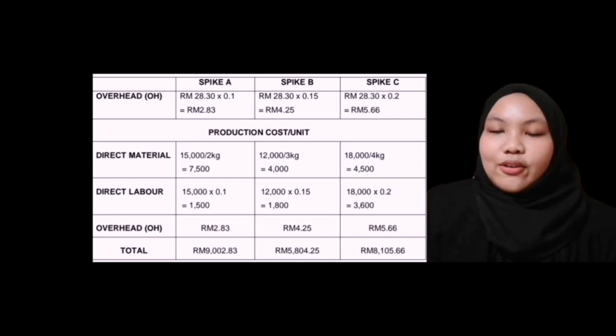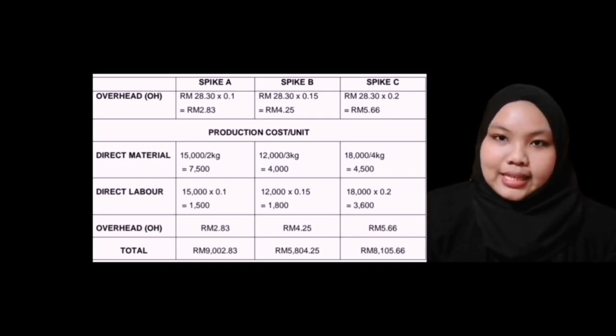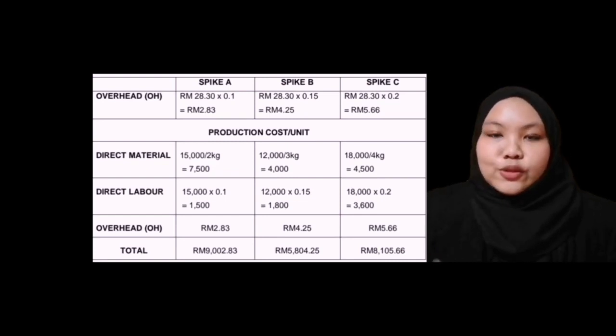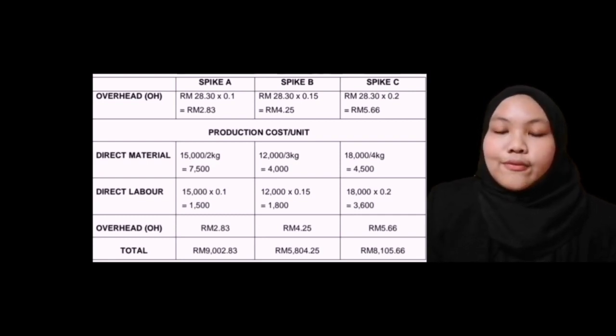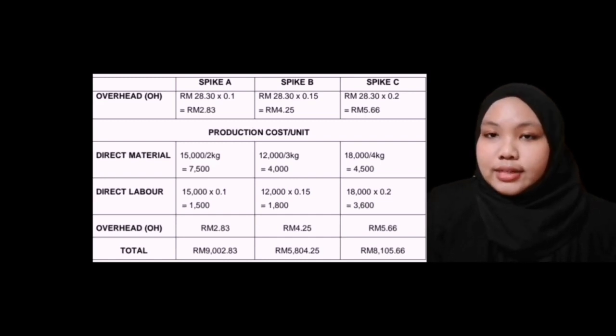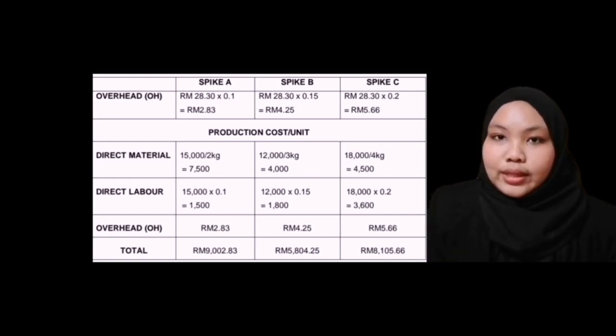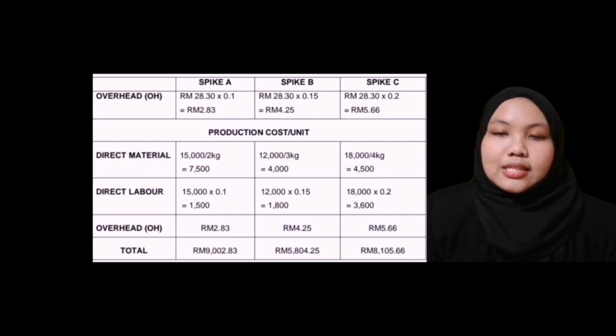And then we find the overhead for Spike A, Spike B, and Spike C. The formula is the OAR multiplied by direct labor hours per unit. For Spike A, 28 ringgit 30 cents multiplied by 0.1, the answer is 2 ringgit and 83 cents. For Spike B, 28 ringgit 30 cents multiplied by 0.15, the answer is 4 ringgit and 25 cents. Lastly, Spike C, 28 ringgit 30 cents multiplied by 0.2, we got 5 ringgit and 66 cents.